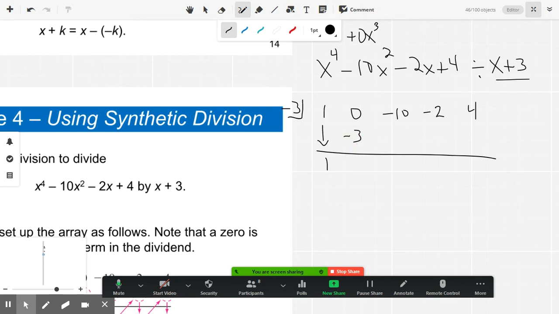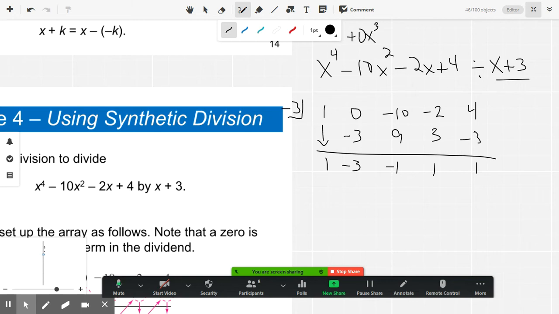Then I add those two numbers together to drop down the next one. 0 plus -3 is -3. And then I do the same thing. I multiply. -3 times -3 is +9. Then I add. -10 plus 9 is -1. All right. I multiply. -3 times -1 is 3. All right. I add. -2 plus 3 is 1. Then I multiply. -3 times 1 is -3. And then I add. That's 1.